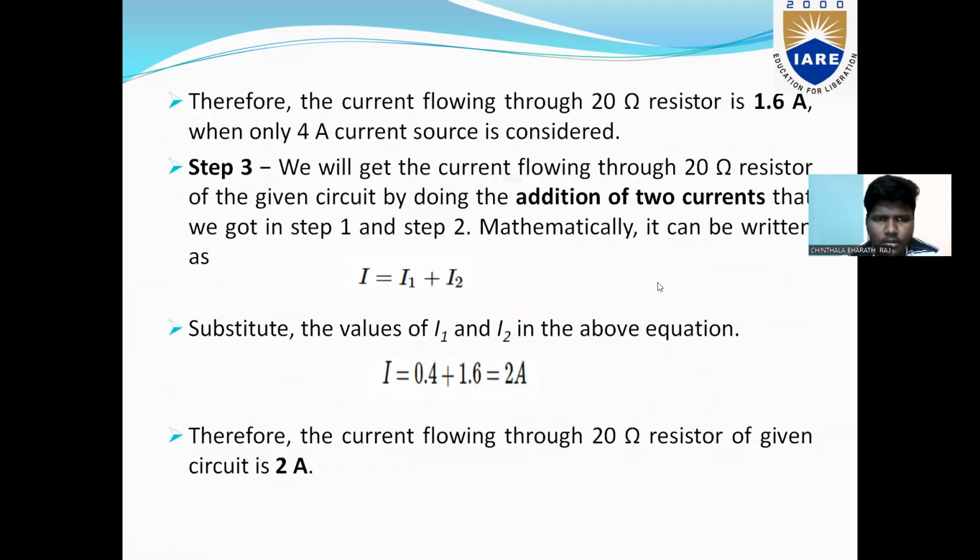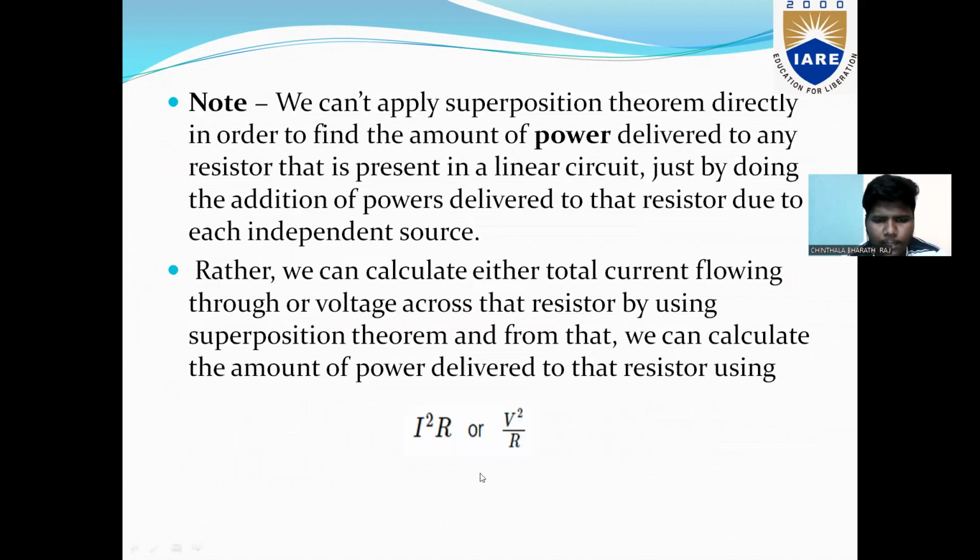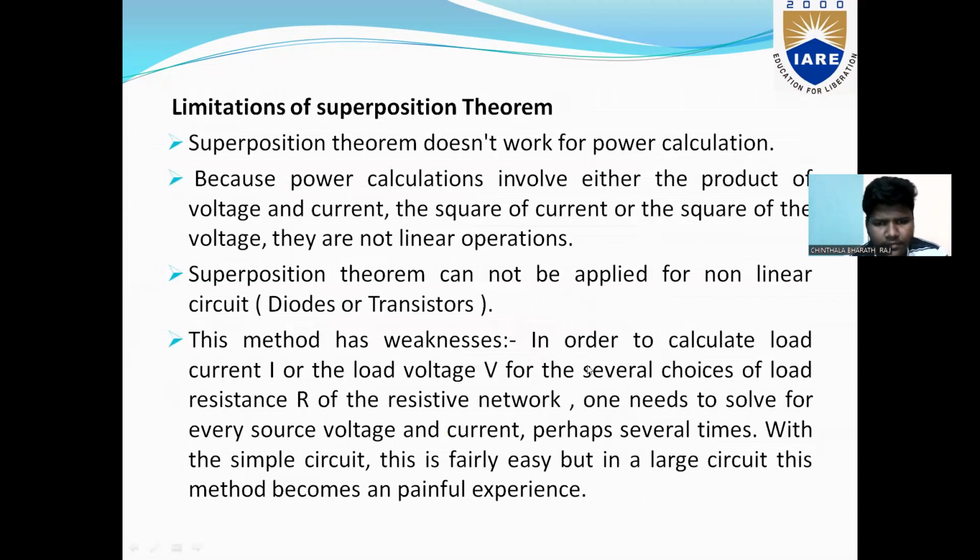We have solved one example also, and the power is equal to I square R or V square by R. And we discussed the limitations of superposition also. The advantages of the superposition theorem are that it helps in determining the individual response of each source and it determines the behavior of the current.